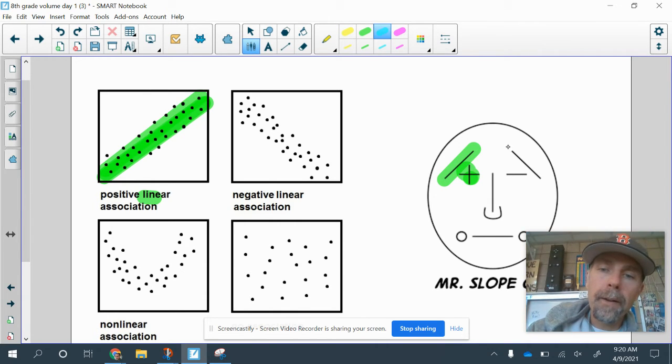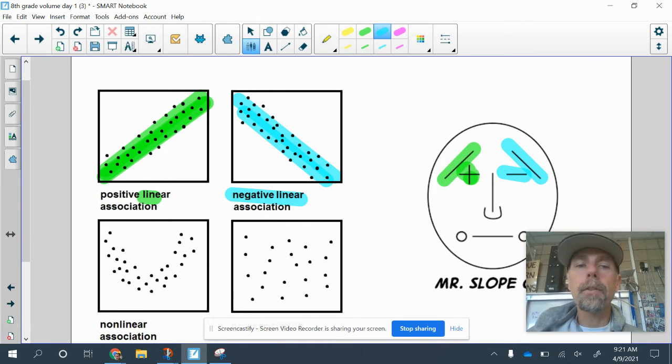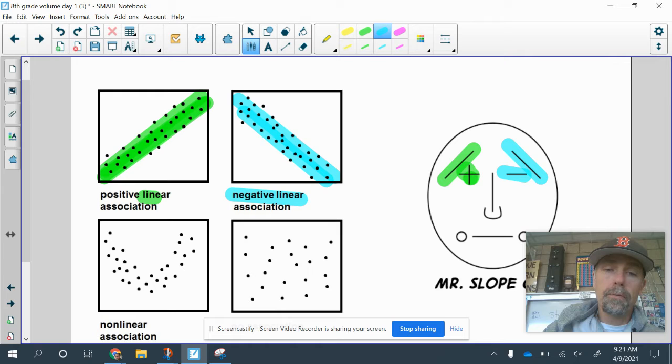This next one here is going the other way. It's a negative linear association because the dots follow a general line. They're associating negatively. The dots are going down and to the right.